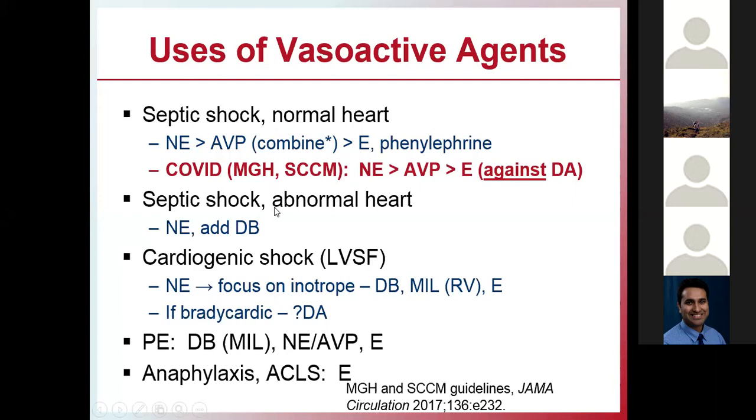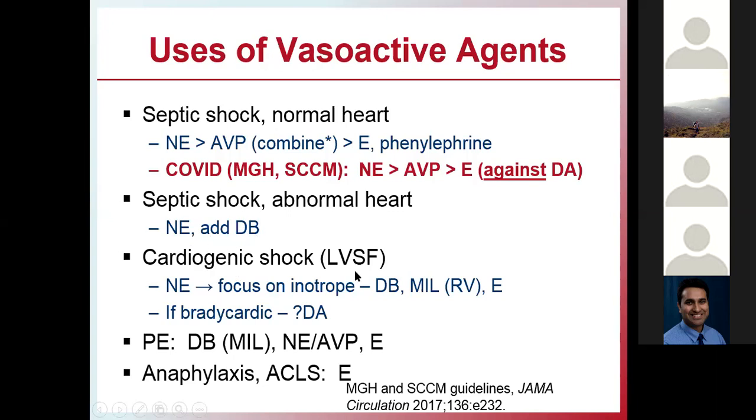Now, some of your patients may have an abnormal heart at baseline, or you may be concerned about the development of a septic cardiomyopathy. In that case, norepinephrine is still a fine workhorse first-line agent, but you're going to have to then consider adding an inotrope. And I'll have a slide later about how to titrate and pick inotropes. So you may add dobutamine, you may add epinephrine.